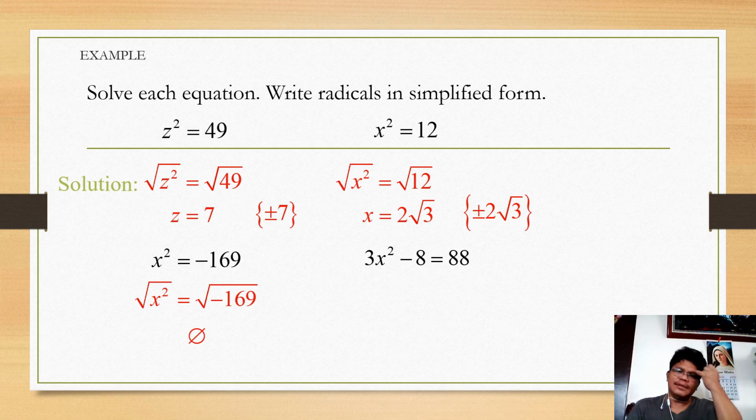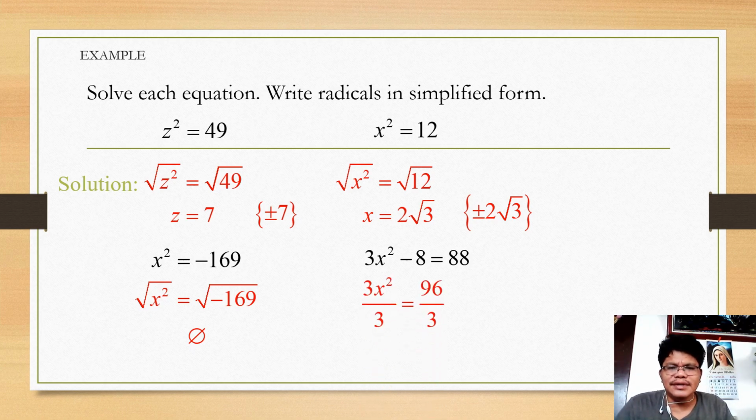Now let us proceed to example number 4: 3x squared minus 8 equals 88. Let us check the equation. You're going to isolate the quadratic term on one side. So we're going to apply the addition property of equality. Add both sides by positive 8 so that we can remove negative 8, or simply transfer negative 8 to the right. So it becomes 88 plus 8. So the answer is 3x squared equals 96.